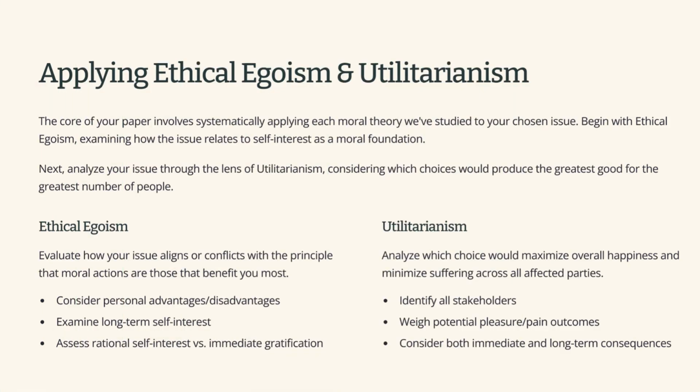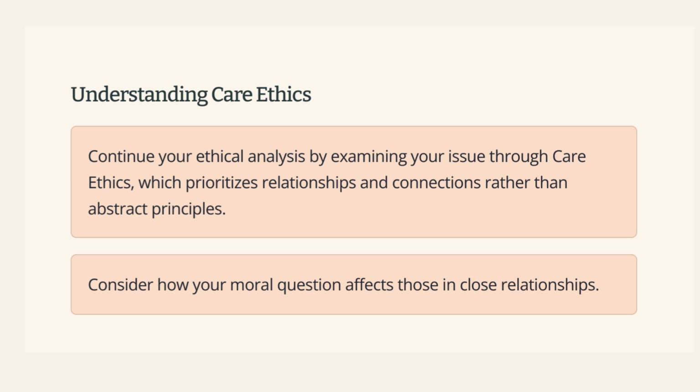Next, you're moving into the biggest part of the paper, applying the moral theories. You'll work through each of the theories we studied and use them to evaluate your issue. Let me walk you through what that means. Ethical egoism. Ask, how does this issue align or conflict with the idea that what's moral is whatever benefits you most? Utilitarianism. Here the question is, what choice would result in the greatest good for the greatest number of people?